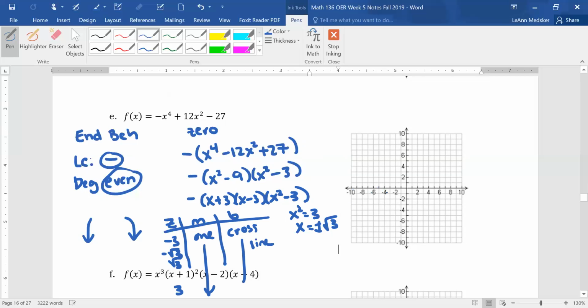Okay, so this one's a little different when we graph it. You have to plot -3. Square root of 3 is about 1.7, so -1.7, positive 1.7, and 3. We're supposed to be down on the left and down on the right because of our end behavior. And then we're supposed to cross like a line, so that means we will cross at each x-intercept. So you get an M shape on this one.